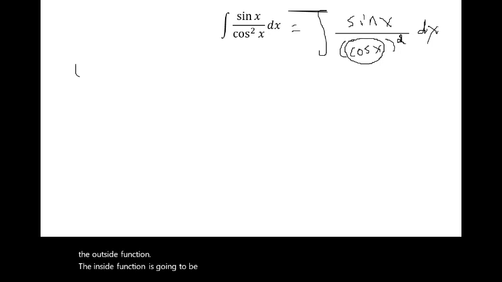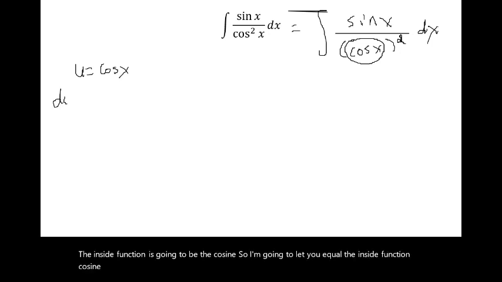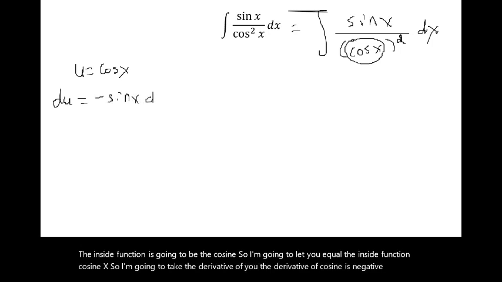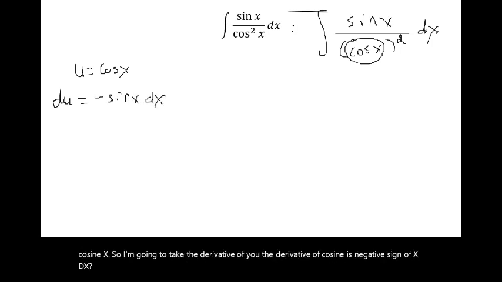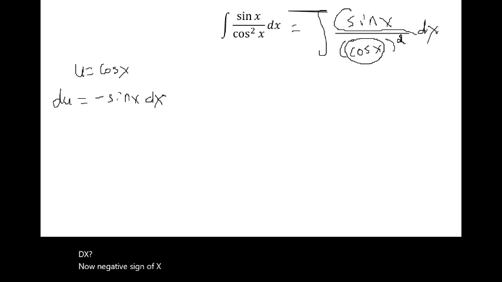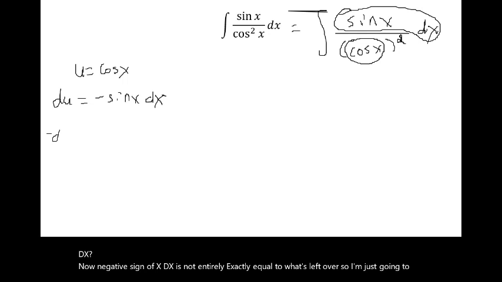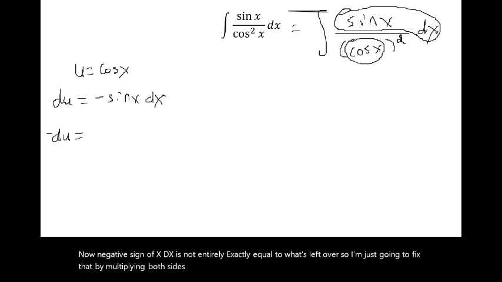So I'm going to let u equal the inside function cosine x. So I'm going to take the derivative of u. The derivative of cosine is negative sine of x dx. Now, negative sine of x dx is not exactly equal to what's left over, so I'm just going to fix that by multiplying both sides by -1. So I get negative du is equal to the sine of x dx.